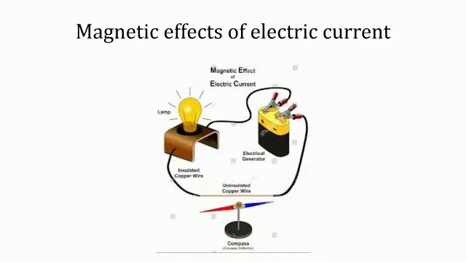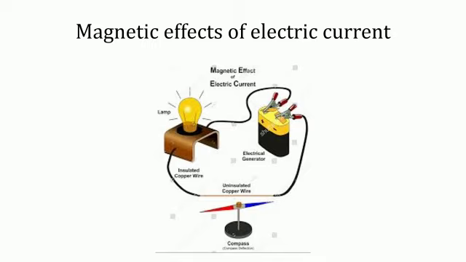Now take a long connecting wire and wind it around the tray. Complete the circuit by connecting to this wire an electric cell, plug key, and a bulb. Mark the position of the magnetic needle. When the key or switch was closed, the electric current started flowing through the wire which was wound on the tray. The bulb started to glow.